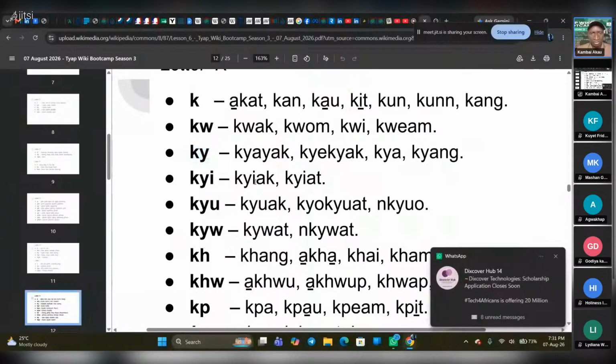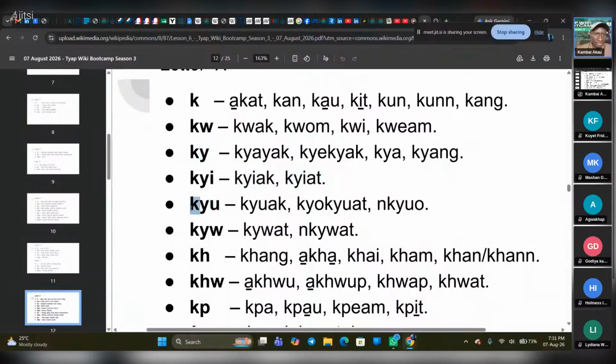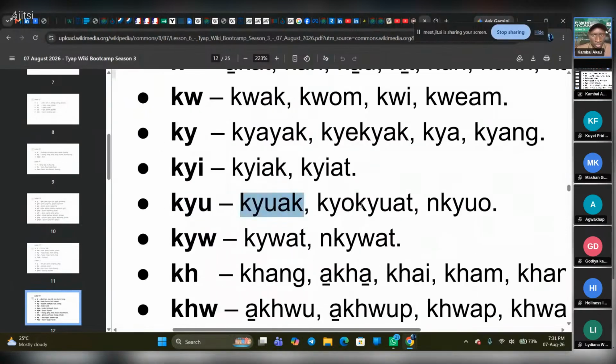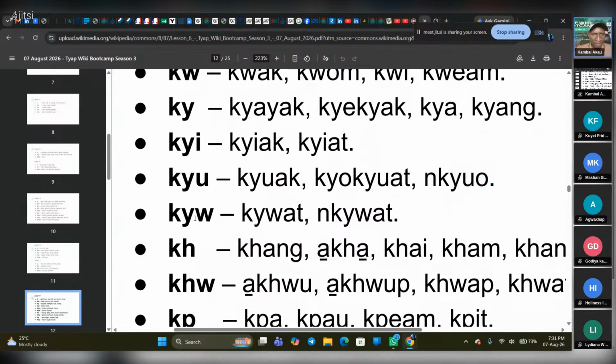Examples: we have kyak, kyat, and then we have the palate labial form of the k sound. Examples: we have kwak, kwat, and then we have nkyo, which is powder. And then we have another form of this, palate labial again. The examples we have are kwat, and then kwat, flower, flowers.